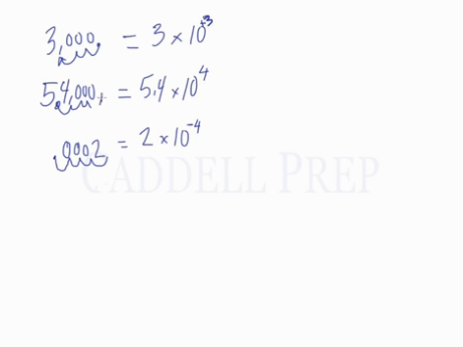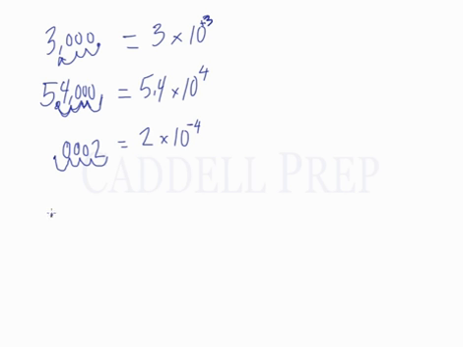So if we look at these, we went from a big number to a small number. So we counteracted that by having a positive exponent. Now we're going from a small number, changing it to look like a large number. So to counteract that, we have to have a negative exponent.